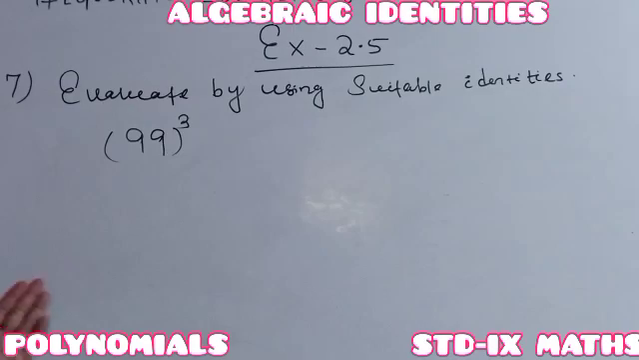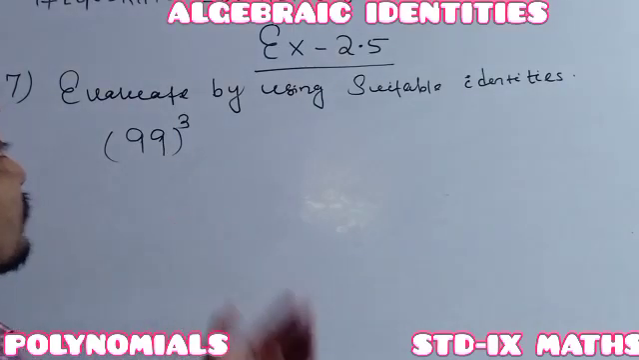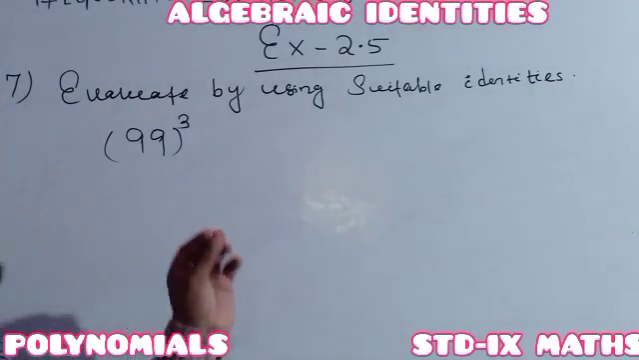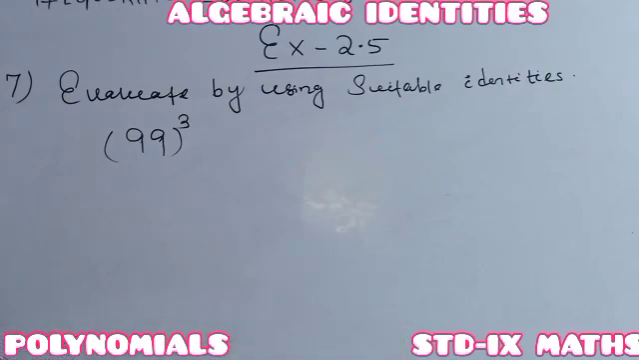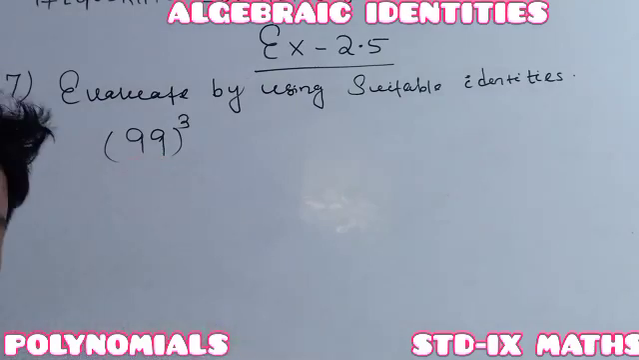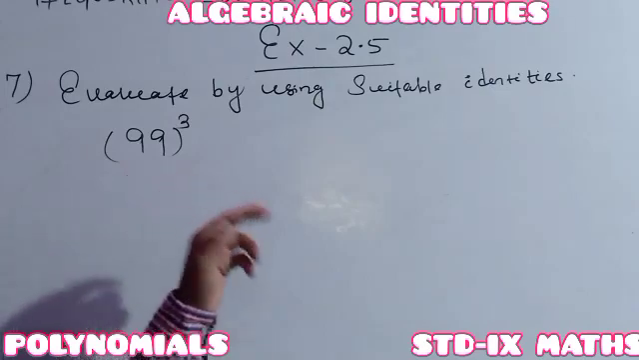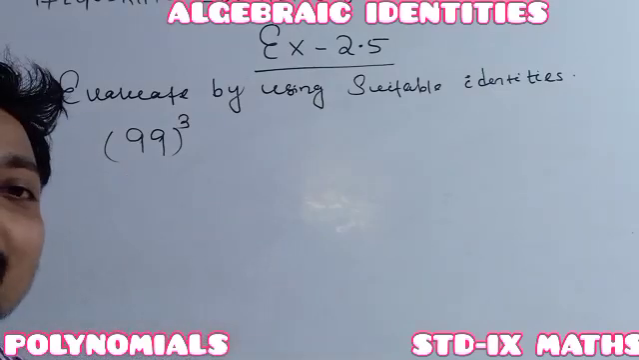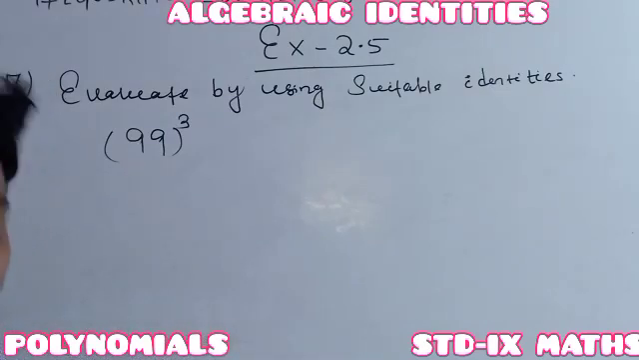See, question number 7 is given. In question number 7, evaluate by using suitable identities. So it means you have to use the identity and find out the value of 99 to the power 3, how much it is. Suppose one is directly getting 99 into 99 into 99, getting the product directly. Actually the question has not asked to find the product just like this. Actually the questioner has asked you to use the identity.